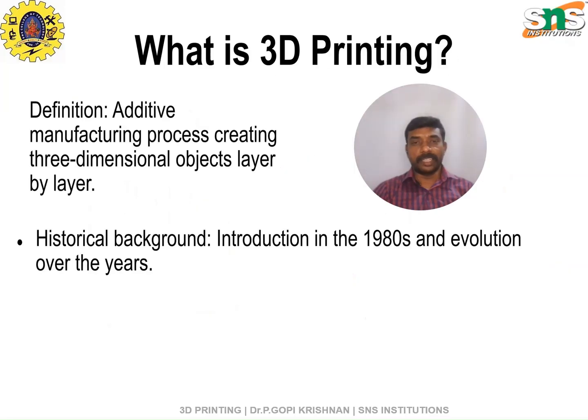Here we are going to see the definition of 3D printing technology. So what is 3D printing? It is the additive manufacturing process creating three-dimensional objects layer by layer. So the phrase layer by layer is very important. We create the components, the entire volume of the given material in the three-dimensional mode, by depositing the materials one layer over another. This way we are adding the materials and we are getting the complete component.